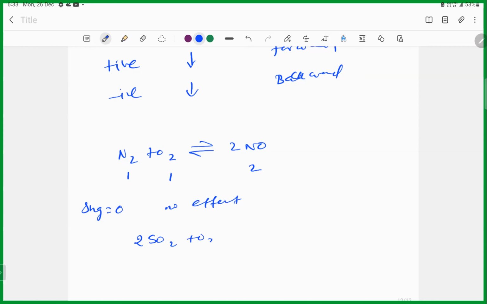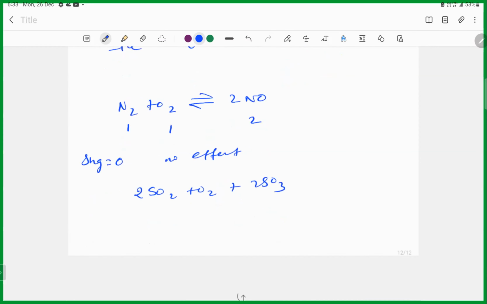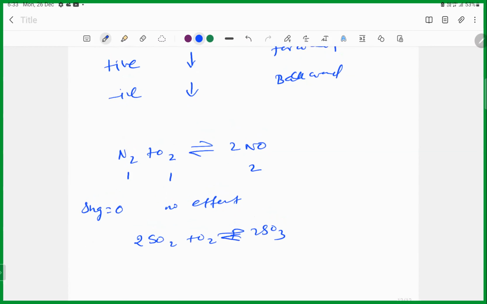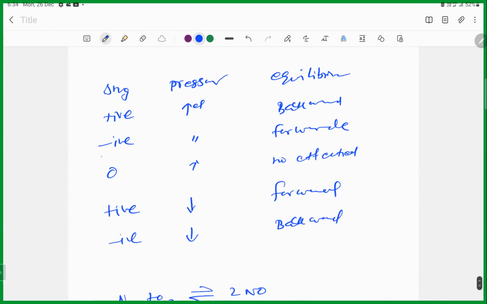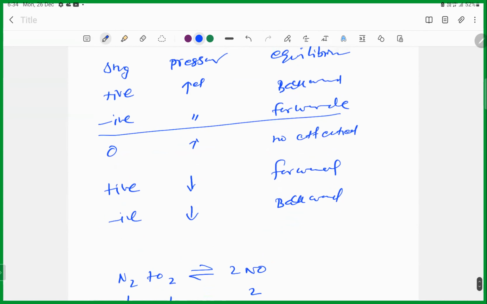2SO2 plus O2 gives 2SO3. So when you are increasing pressure, what happens? Backward reaction, sir. This is 2 plus 1, and this is 2, isn't it? What will delta Ng be? -1. 2 minus 3 becomes -1. Negative and increasing pressure, what reaction? Backward reaction, sir. Hello.